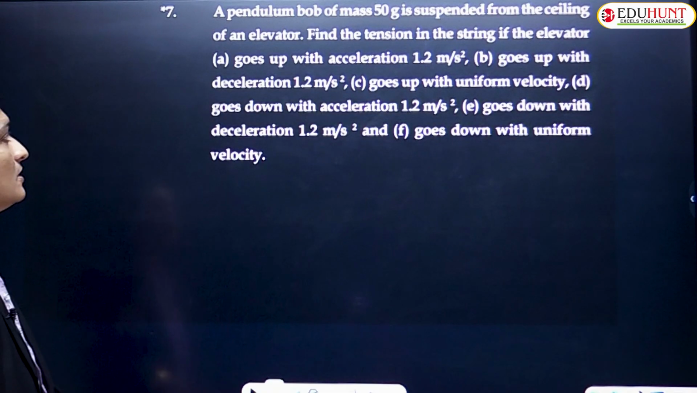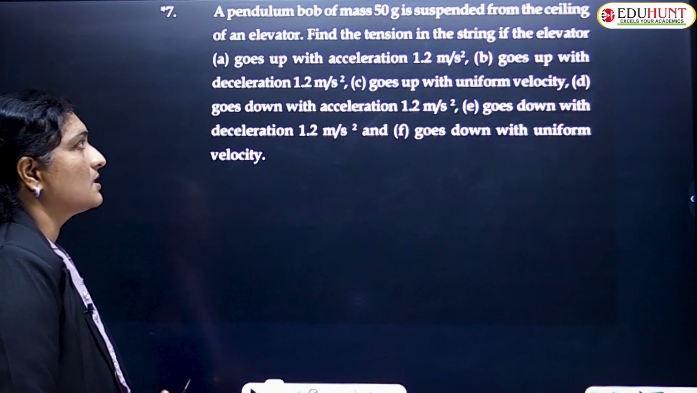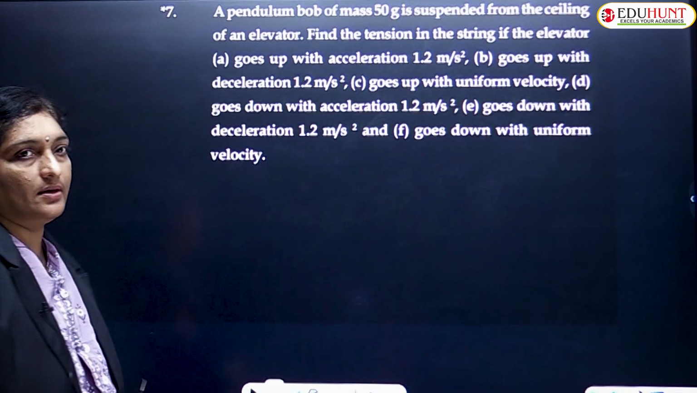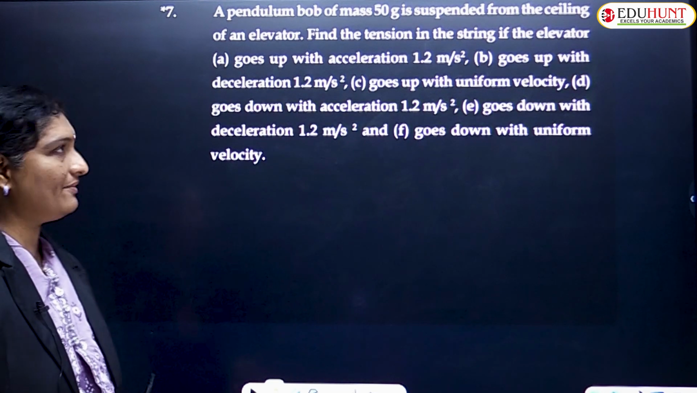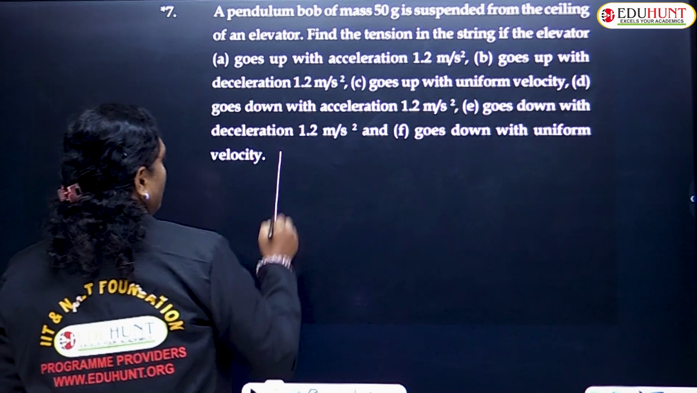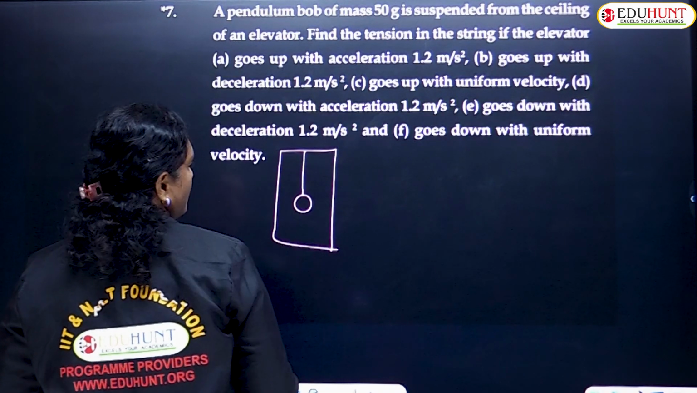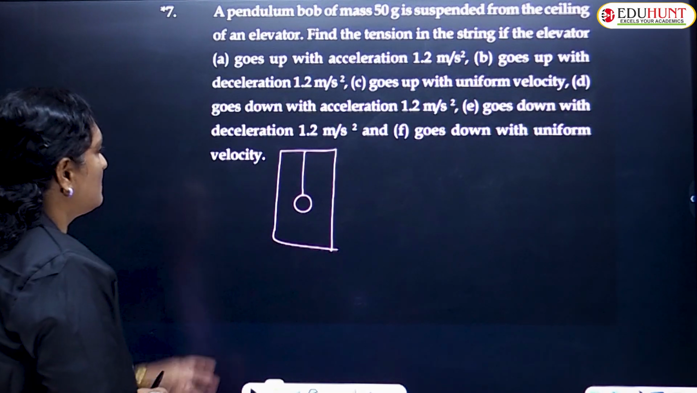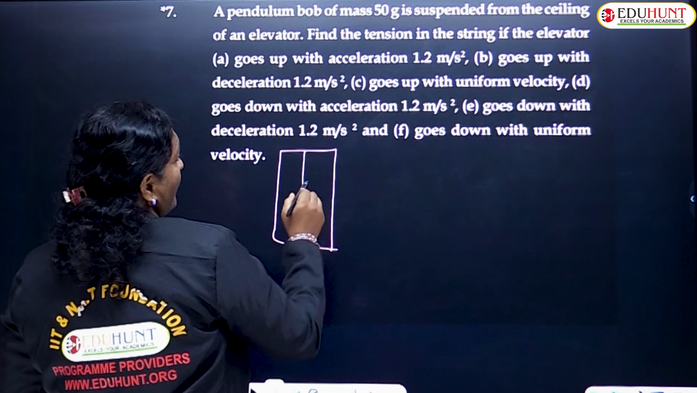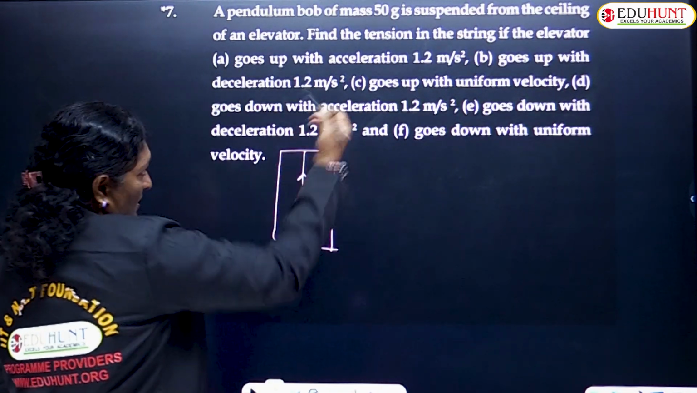7th question. A pendulum bob of mass 50 grams is suspended from the ceiling of an elevator. Elevator means imagine it as some lift. Okay, so there is a lift, something like this. From the ceiling, a pendulum bob is being suspended, whose mass is given. Okay, you're asked to find the tension in the string for the different cases.